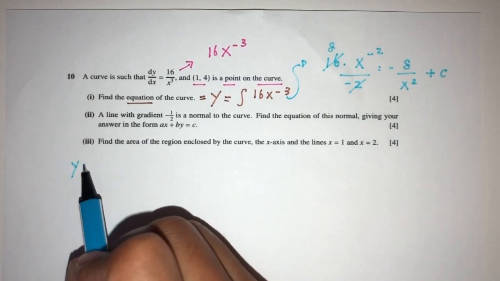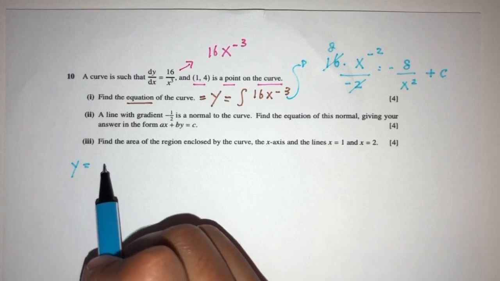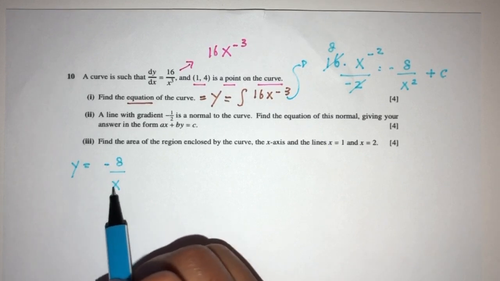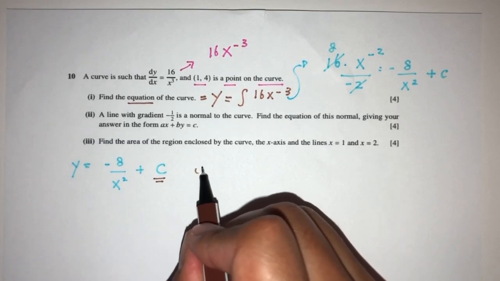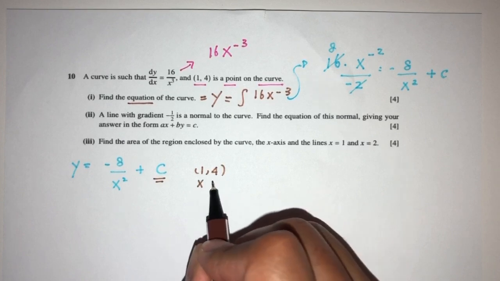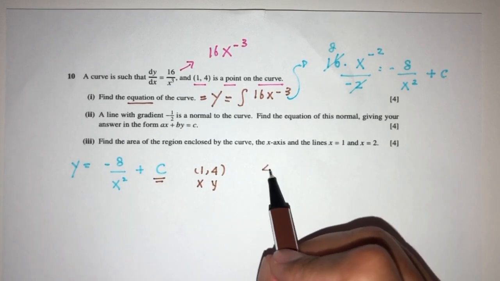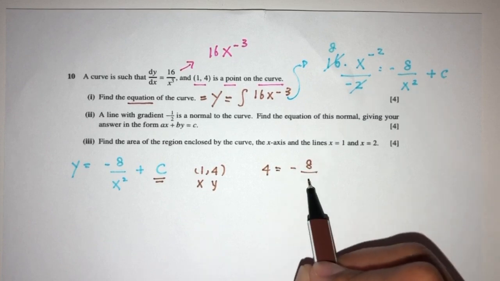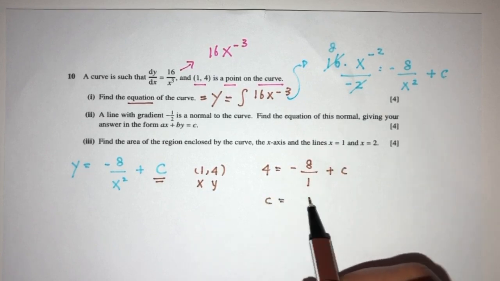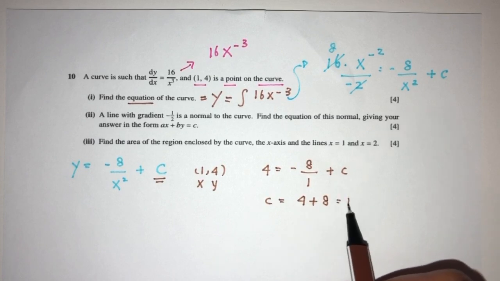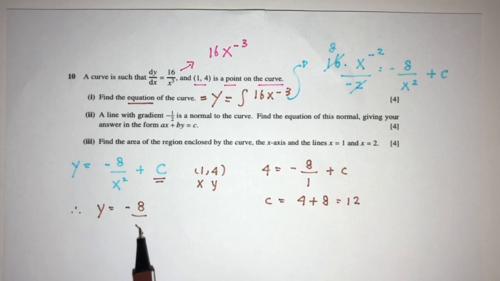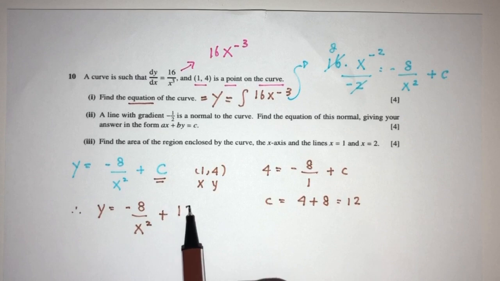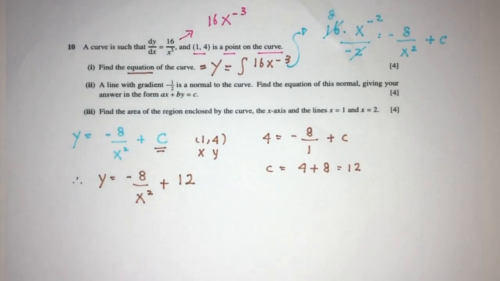So y will be what? The value of minus 8 over x squared plus c. But again, we have to find the value of c now. The passing point is (1, 4), the x value and the y value. Replace back, you will have 4 is equal to minus 8 over 1 plus c. So c is equal to 4 plus 8. That will be 12. So y has to be minus 8 over x squared plus 12. That will be part 1 of the question, where we have to find the equation of the curve.